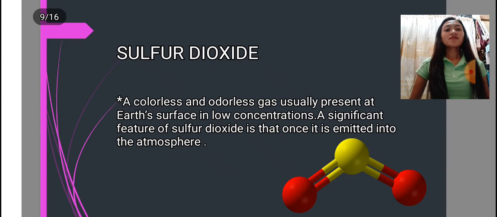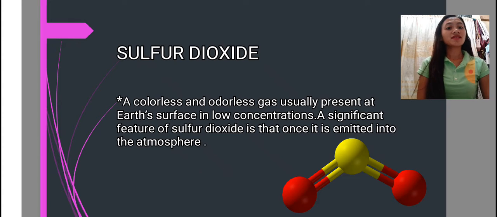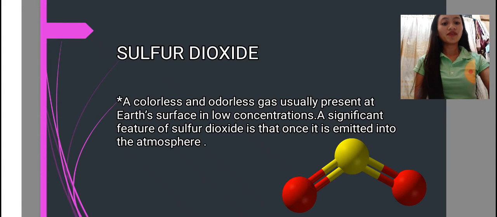Sulfur dioxide is a colorless and odorless gas usually present at Earth's surface in low concentrations. A significant feature of sulfur dioxide is that once it is emitted into the atmosphere, it can be converted into fine particulate sulfate and removed from the atmosphere by wet or dry deposition. The primary atmospheric source of sulfur dioxide is the burning of fossil fuels.